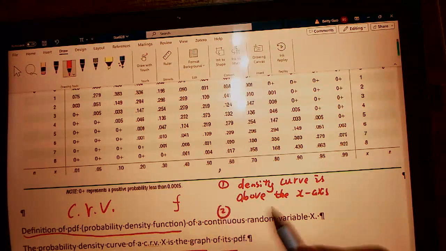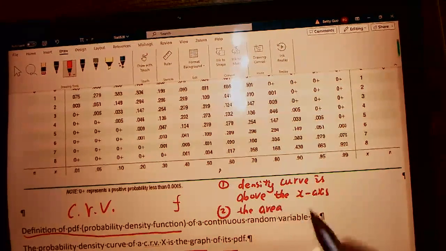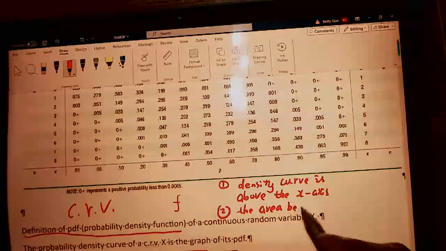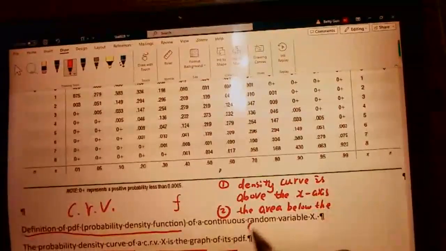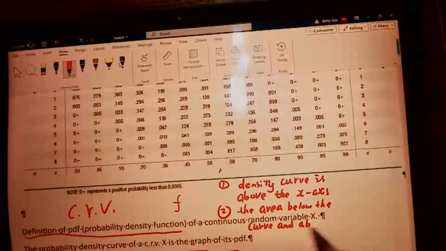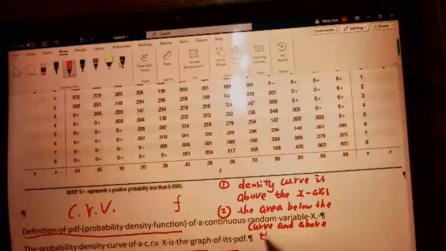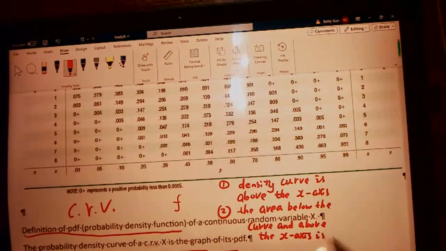Second condition, the area below the curve and above the x-axis is 1.